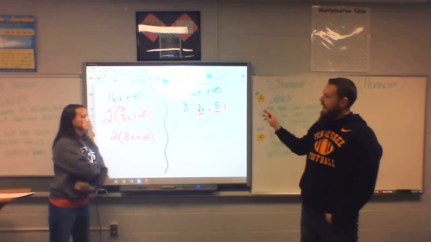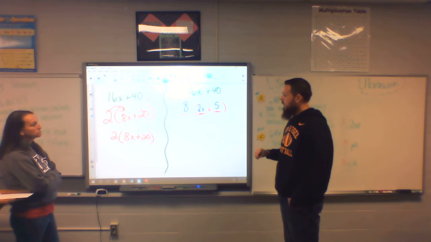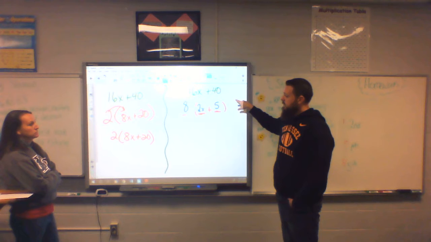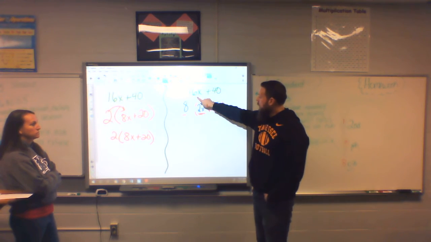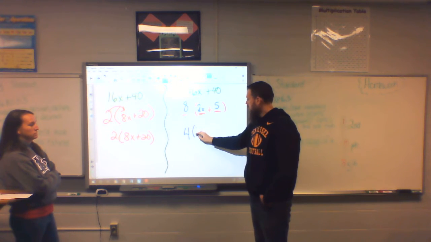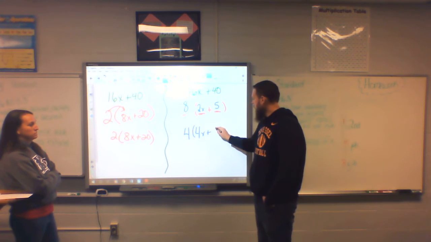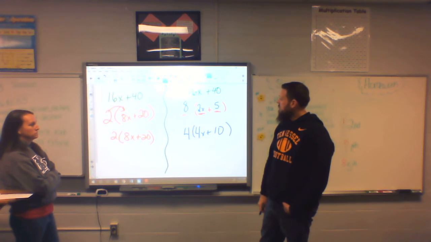The only problem that I have with this way right here is, on a TCAP, it says which one of these are equivalent. Now there's another one that we missed by doing this mentally. Because I know that 4 will go into both of those, so 4 could have been a factor, so we could have had 4x plus 10, that's 1. And is there any more?